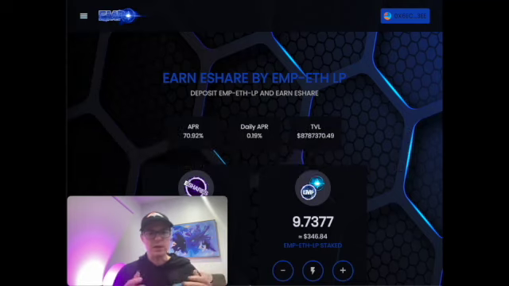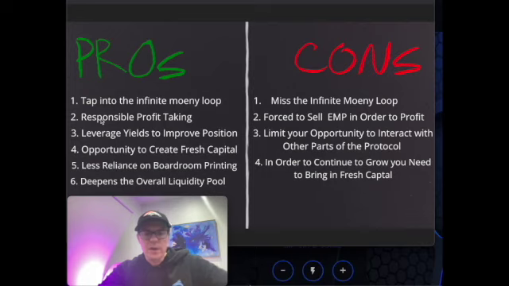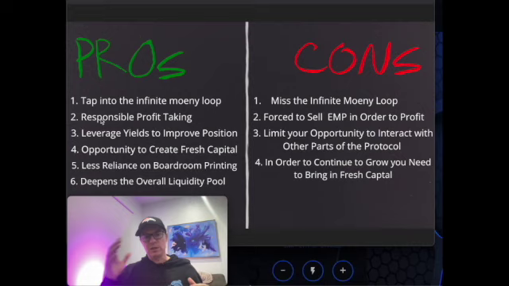Now we've gone through that, now let's quickly take a look at some of the pros and cons of being balanced and or not balanced or properly allocated within the protocol. Okay, so if we look at this slide that I've created here, we've got the pros and the cons of being balanced or out of balance. Okay, so firstly, you have the ability to tap into that infinite money loop, which I discussed previously in the video. So you're essentially able to tap into that infinite money loop, remembering if you're just heavily based in the boardroom, you basically just have to sell EMP and you can take profit and that's the end of it. You're not buying back into the system.